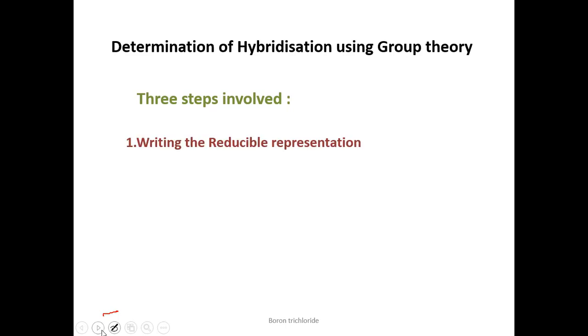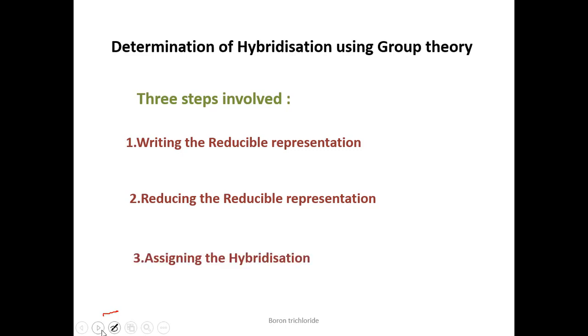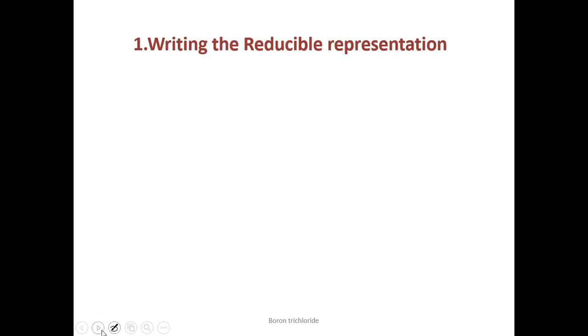The first step is writing the reducible representation. The second step is reducing the reducible representation using the reduction formula. The third step is the assigning of hybridization. How the hybridization is assigned? First, we will take up the first step, that is writing the reducible representation.